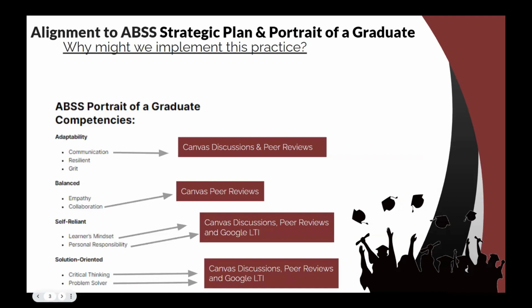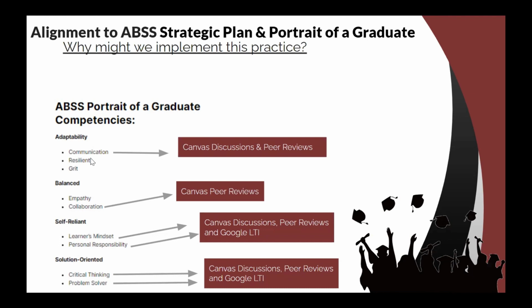First, we wanted to start off with a little alignment. So based on the ABSS strategic plan and portrait of a graduate, let's talk about how the Canvas features align to the ABSS portrait of a graduate. There are 4 competencies under the portrait of a graduate. There's adaptability, balanced, self-reliant, and solution-oriented.